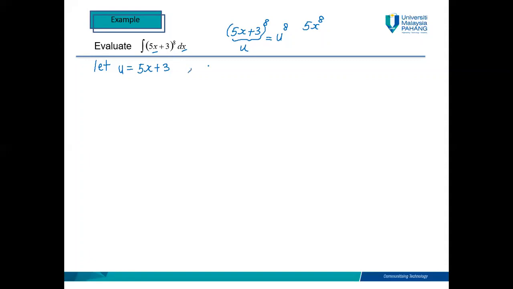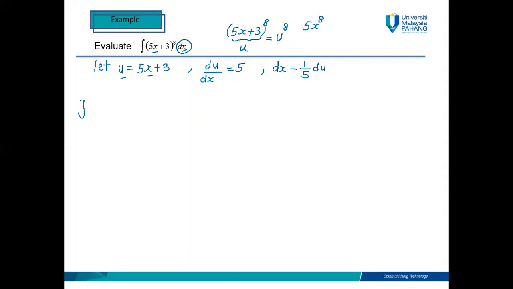Okay. So differentiate u with respect to x, right? So du over dx equal to 5. Okay. So what's next? Okay, so kita nak cari dx lah. Sebab apa kita nak cari dx? Sebab sini diberi dalam dx. So what is dx? dx is 1 over 5 du. Okay, so what's next?